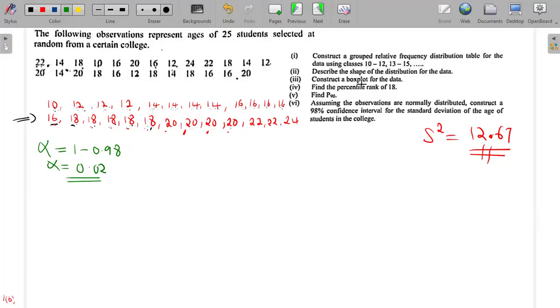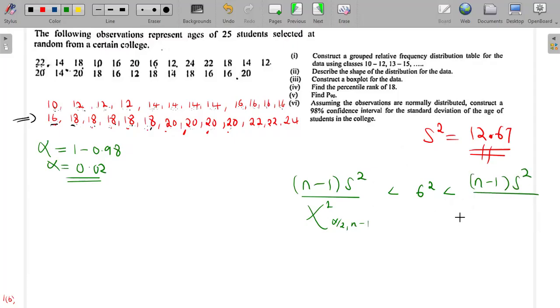For the sample variance, standard deviation. So it says (n minus 1) s squared divided by the chi-square at alpha over 2, n minus 1, and then I have sigma squared. On the other side I have this same thing on top, but down there it will be the chi-squared of 1 minus alpha over 2, comma n minus 1. So these guys, we find them from the chi-squared table.